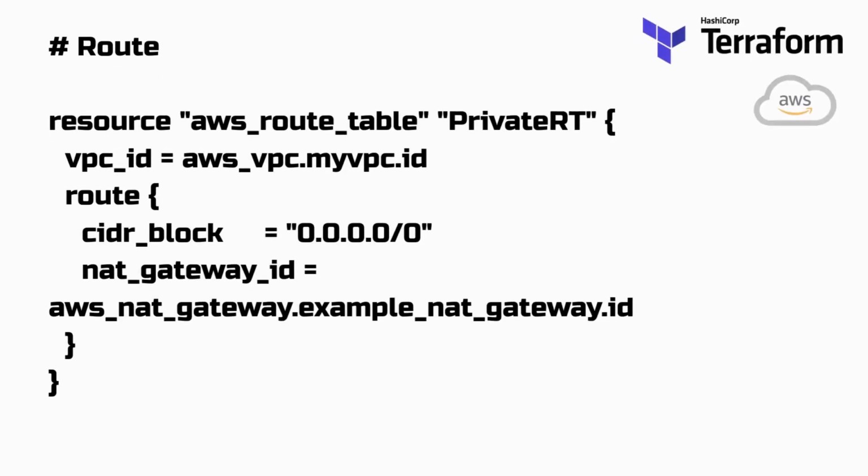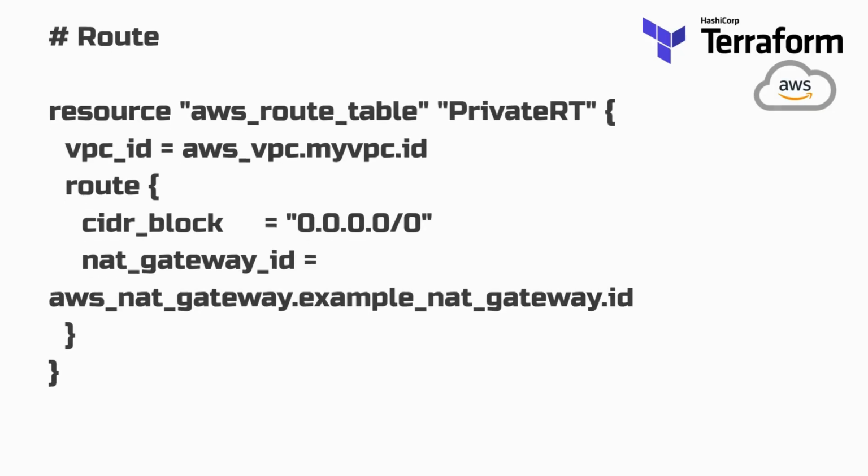Next, I set up a route table for the private subnet. It also points outbound traffic to 0.0.0.0/0, but instead of using the Internet Gateway, it routes traffic through a NAT gateway. This is important because it allows instances in the private subnet to reach the Internet, for example, to download updates, without being directly exposed to inbound Internet traffic.